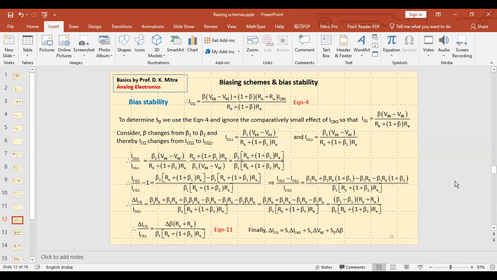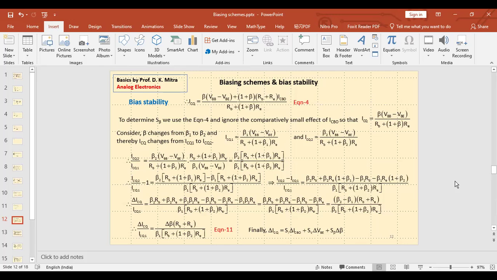We will go to the next lesson of your analog circuit. In our last lesson, what we have learned is the bias stability. We have seen that the biasing, that is the value of ICQ, that means the DC collector current, which is extremely important for the proper function of your transistor amplifier or any other circuit.